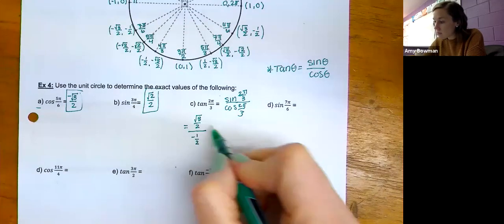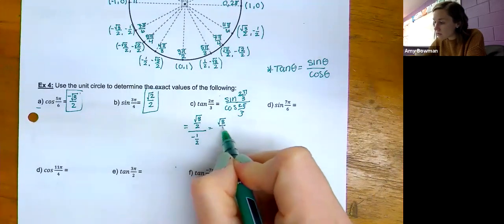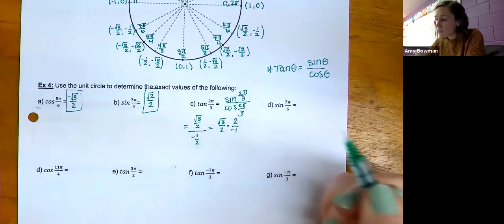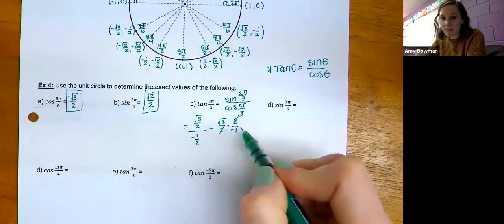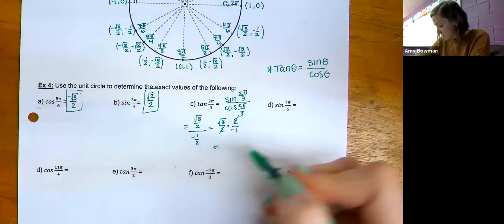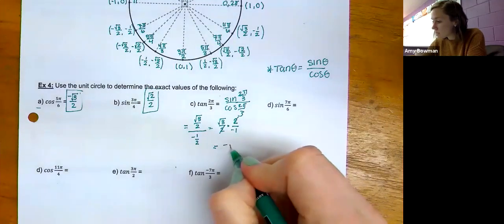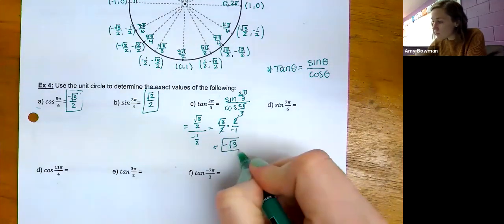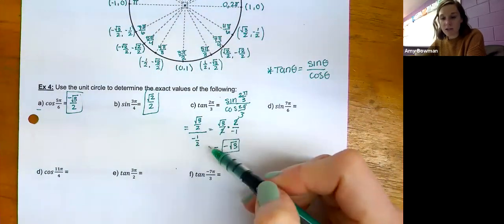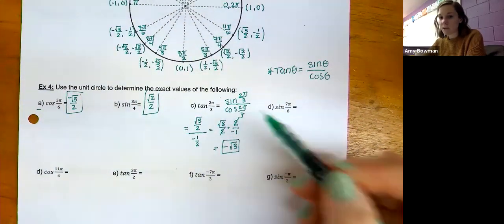Now I have a fraction and I'm dividing by a fraction. So I know that I can rewrite that by doing the numerator and then just multiply by the reciprocal. So my 2's cancel and I'm left with negative root 3 divided by negative 1, which is just negative root 3. So that's it with tangent. If you're using tangent, just remember that ratio and you'll have to do division, simplify, and then you're done.